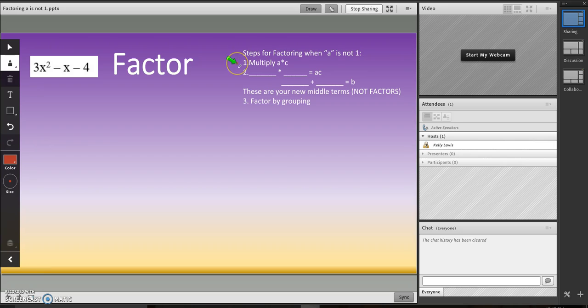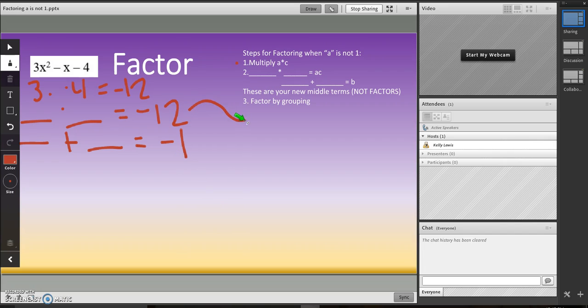All right, so the first step, multiply the first and the last. So 3 times negative 4, negative 12. So we're going to figure out what multiplies to give me negative 12, adds to give me negative 1. And my choices are 1 and 12, 2 and 6, 3 and 4. So 3 and 4 will give me 1, and I need a negative 1, so that means 4 needs to be negative.